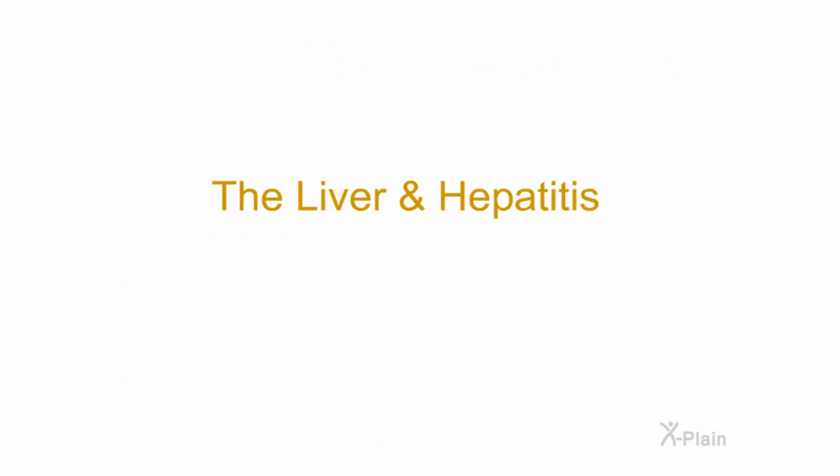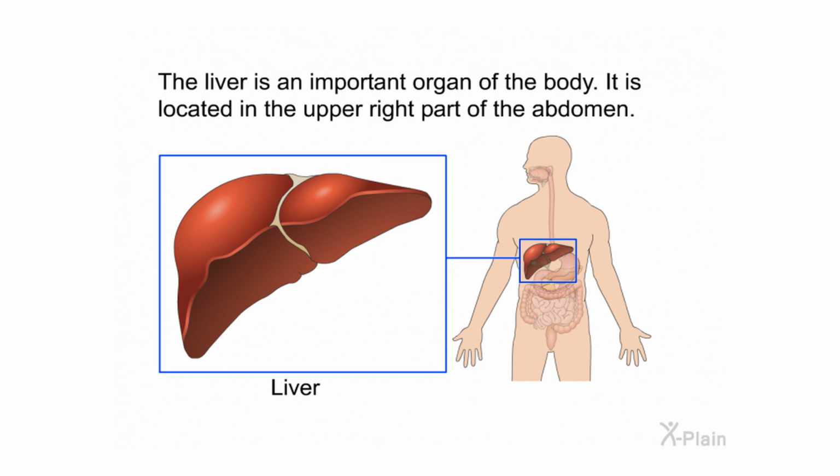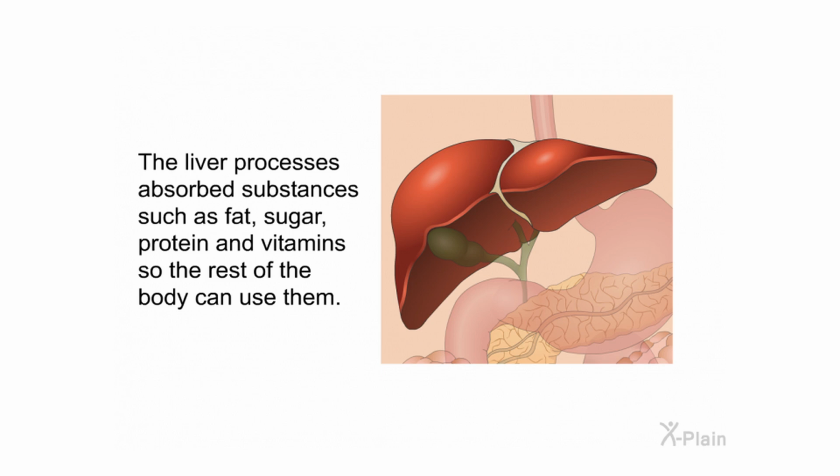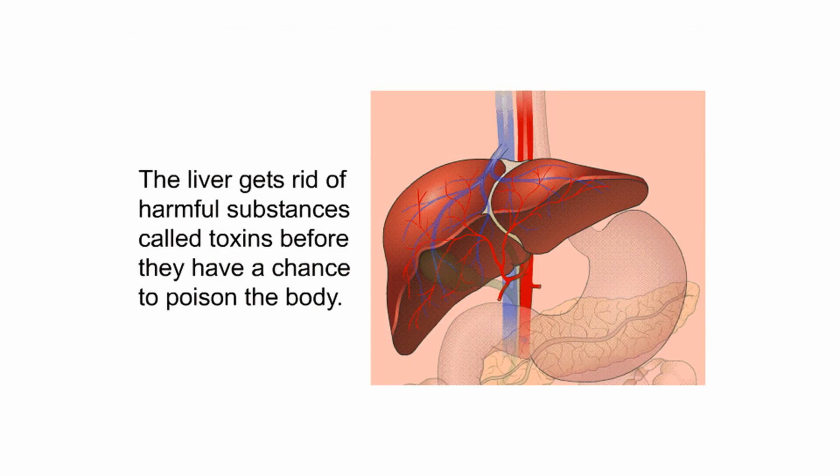The liver and hepatitis. The liver is an important organ of the body. It is located in the upper right part of the abdomen. The liver plays several important roles in our body. After we eat, food is digested and absorbed, then taken through large blood vessels to the liver. The liver processes absorbed substances such as fat, sugar, protein, and vitamins so the rest of the body can use them. The liver gets rid of harmful substances called toxins before they have a chance to poison the body.